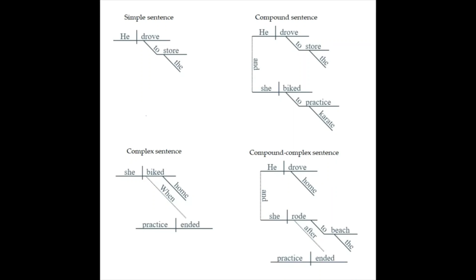And then lastly, we see a compound complex sentence, and this is a sentence that includes both a coordinating conjunction and a subordinating conjunction. In this case, he drove home and she rode is the compound, and after practice ended is the subordinating clause, because it is dependent on the rest of the sentence to make sense.